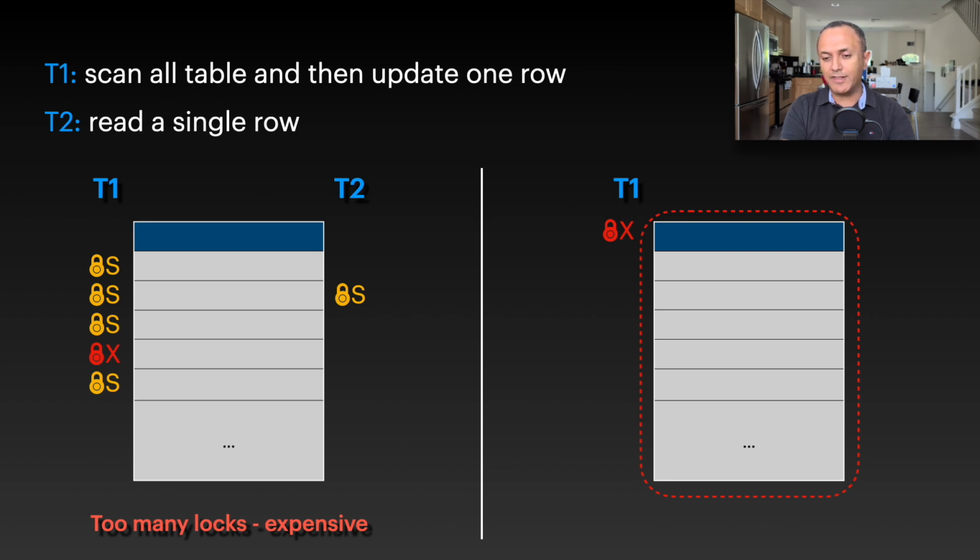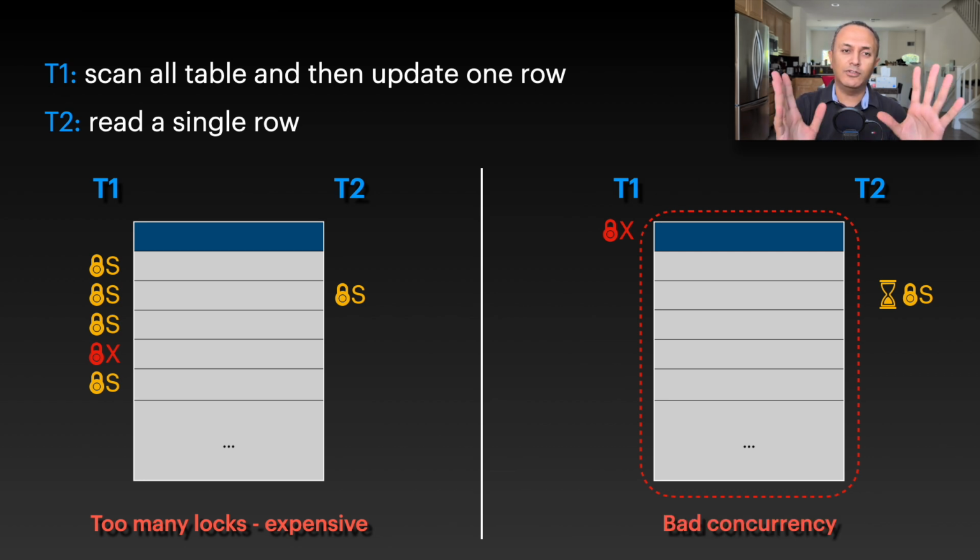Of course, the problem here is that if T2 wants to read a row, then it needs to request an S lock on that row, but S lock and X lock are not compatible, so T2 will have to wait until the lock is released by T1 so that then it can proceed. So this doesn't have the problem of too many locks, but it has the problem of bad concurrency, the fact that T1 will just block the whole table and T2 needs to wait for that to happen. Those two scenarios tell us that maybe S locks and X locks are not sufficient. We need other types of locking.